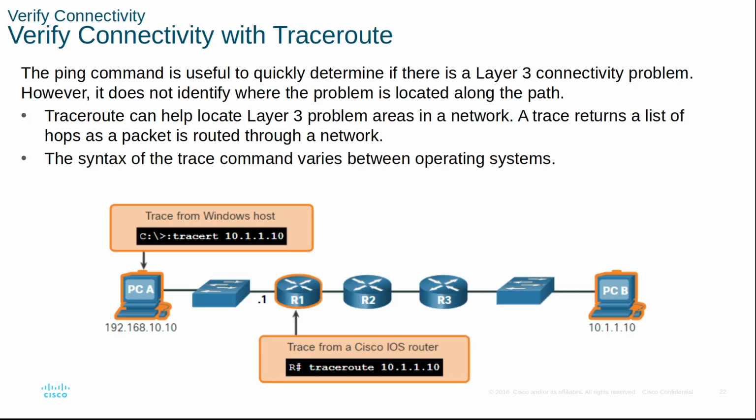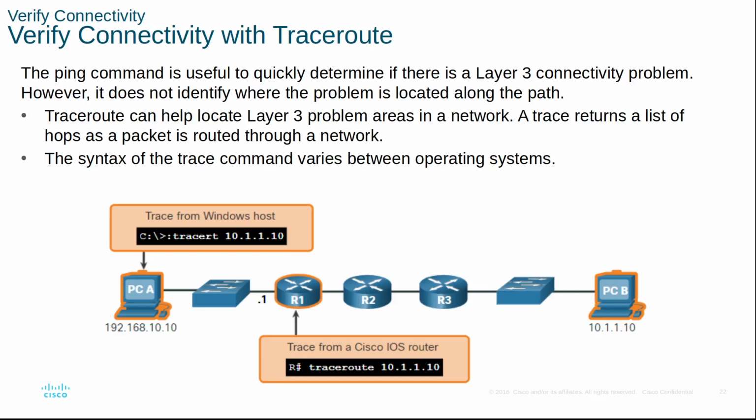Ping is great for telling you if there's an issue or not, but not great for telling you where the issue is, right? Traceroute is your tool for once you've detected that there's an issue, troubleshooting where that issue is, and narrowing down the source of the problem.